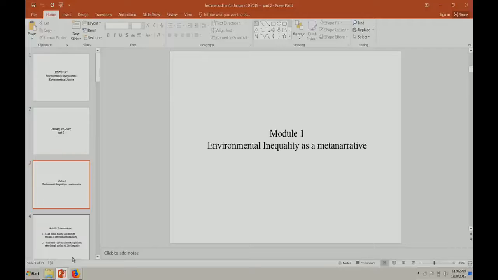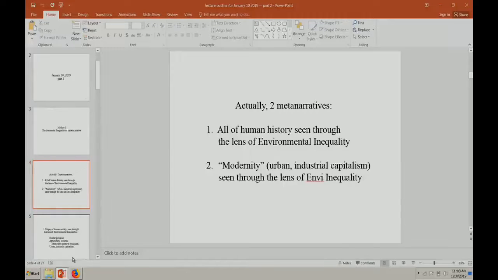So again, this strange word, meta-narrative. My contention is that environmental inequality, because inequality has been fundamental to all human societies in the last 8,000 years, is not just in political power, not just in status, not just in wealth, but also the hoarding of environmental goods and the avoidance of environmental bads. And actually, we're talking about two meta-narratives. The grandest one of all is looking at all of human history through the lens of environmental inequality. And then we'll do a little bit of that next couple of sessions. But mostly what we're interested in is our own society, urban industrial capitalism, seen through the lens of environmental inequality.